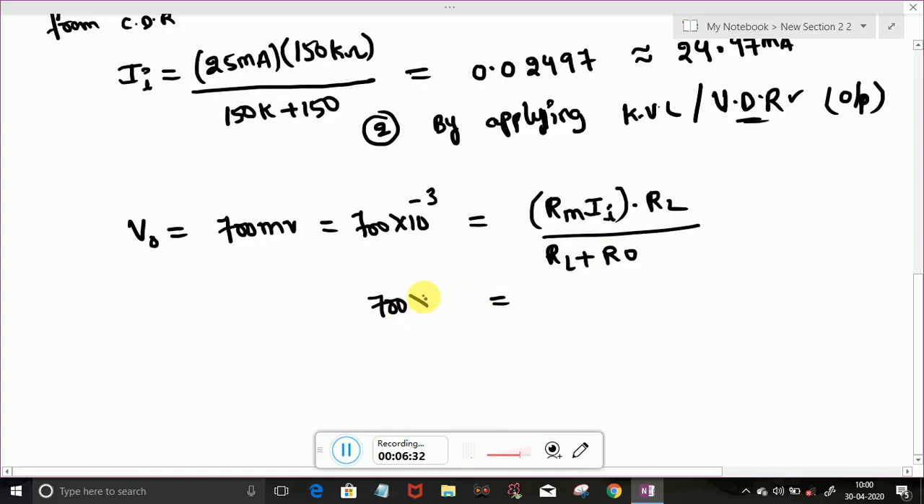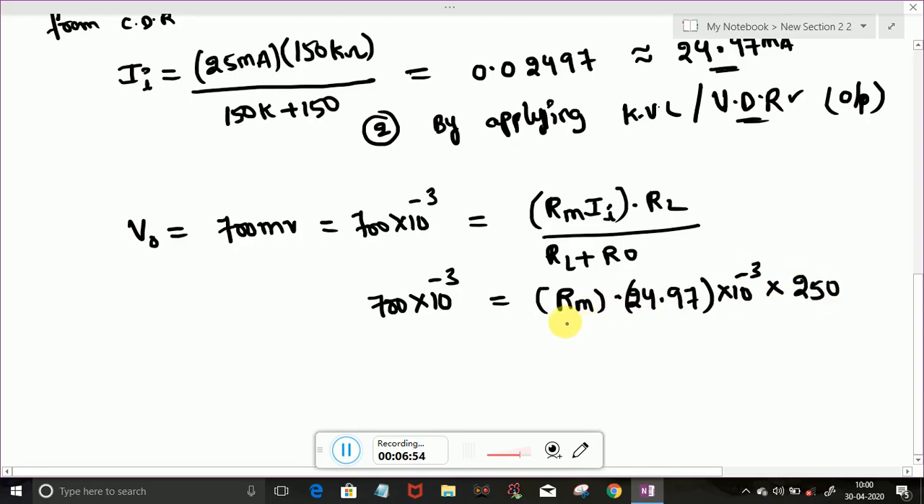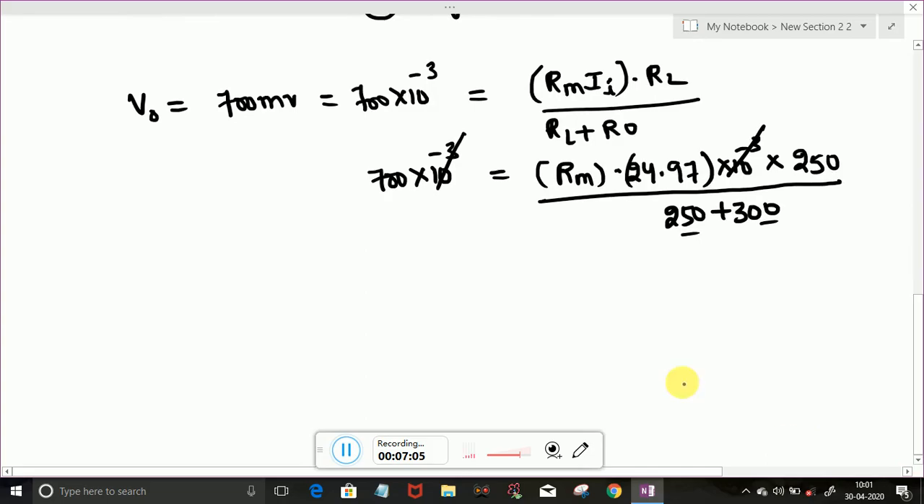On the left side we have 700 into 10 power minus 3 volts. Rm we have to find, and II, in the first step we already found that, is 24.97 into 10 power minus 3, into the load resistance 250 ohms by 250 plus 300, that is R0. This is R0, this is RL. Now you can cancel 10 power minus 3 and 10 power minus 3, and you simplify this on your own.